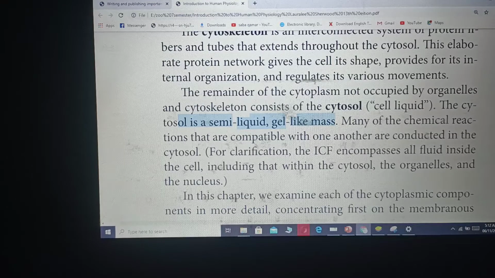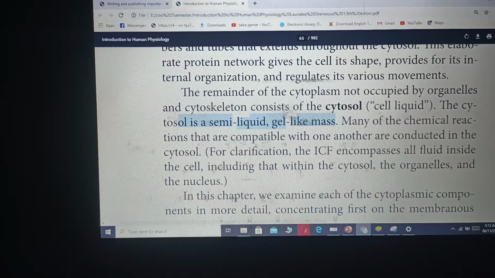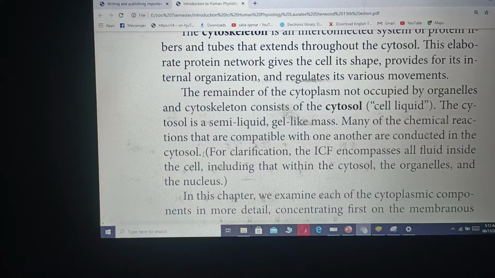The cytoplasm which is near the plasma membrane is known as ectoplasm. Ectoplasm consists of the sol portion, while the gel portion is the endoplasm. The endoplasm portion of the cytoplasm is comprised mainly of gel. Many of the chemical reactions that are compatible with one another are conducted inside the cytosol. For example, glycolysis, I think, occurs inside the cytosol. So this is the end of cytoplasm.